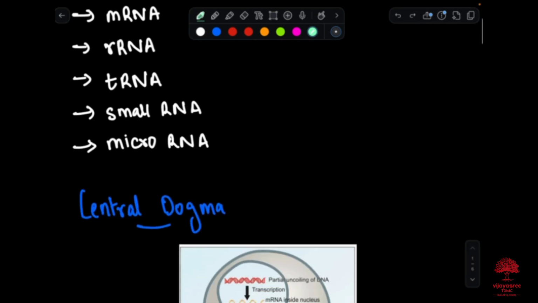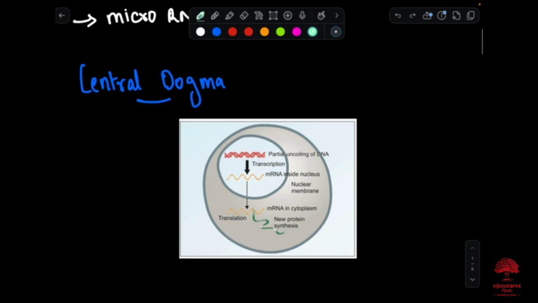Now let's see the process of central dogma. So the central dogma of molecular biology basically involves three processes. We have replication taking place, then there's transcription and translation. So replication is basically forming a copy of the DNA that we have. It has two strands. One is a template strand, another one is a coding strand. So these two strands are very important. We have a template strand and we have a coding strand.